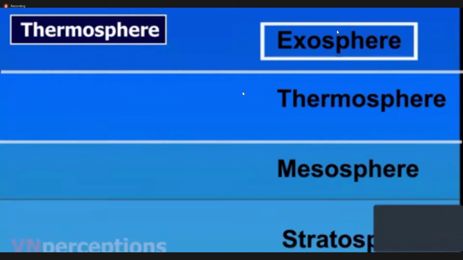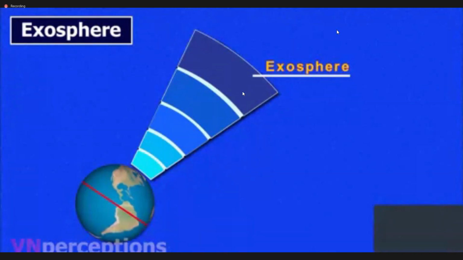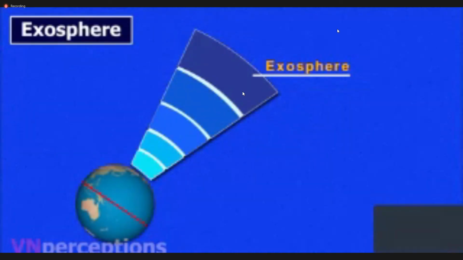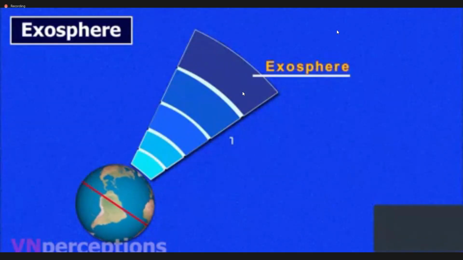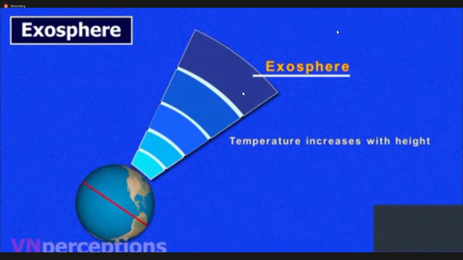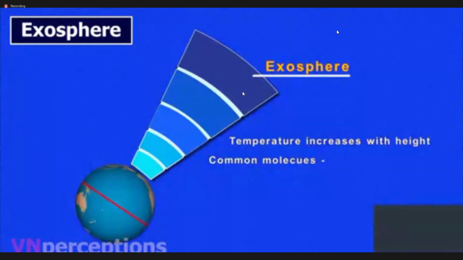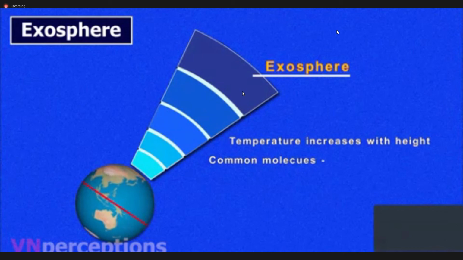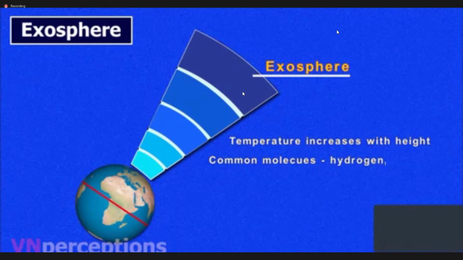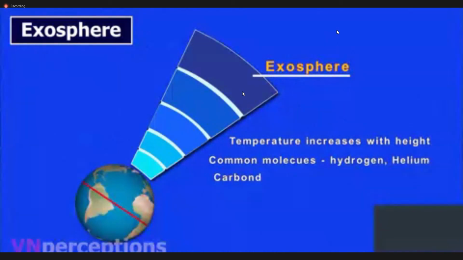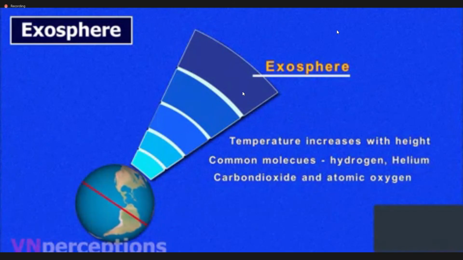Then comes the exosphere. The exosphere is the uppermost layer where the atmosphere thins out and merges with interplanetary space. It lies between 500 to 10,000 kilometers above the Earth. In this layer, temperature increases with height. The most common molecules within Earth's exosphere are those of the lightest atmospheric gases. Hydrogen is present throughout the exosphere with some helium, carbon dioxide, and atomic oxygen near its base.